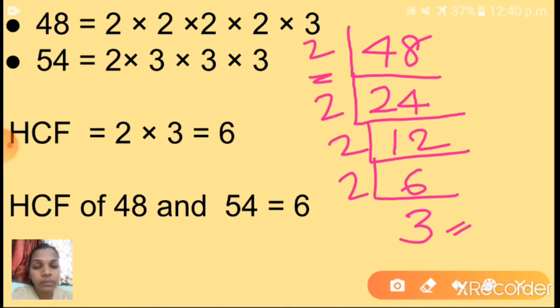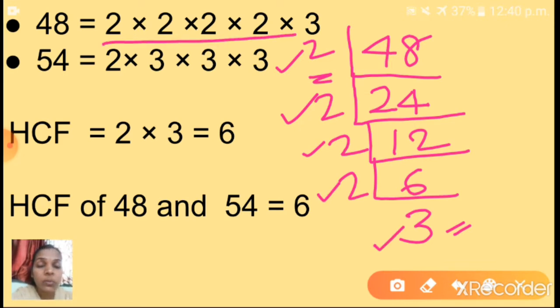So as I told, here last, if you are getting any prime number, you will stop this finding process. Okay. So can you say now what are the prime factors of 48? Very good. 2 into 2 into 2 into 2 into 3. That's why I have written here this thing. Okay. Next one, what we have to do?